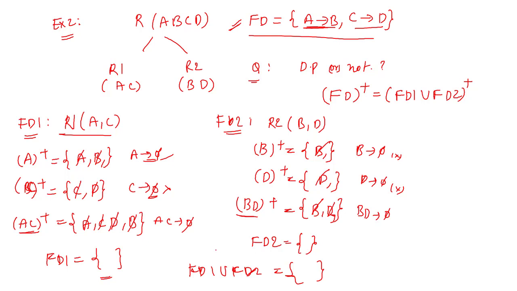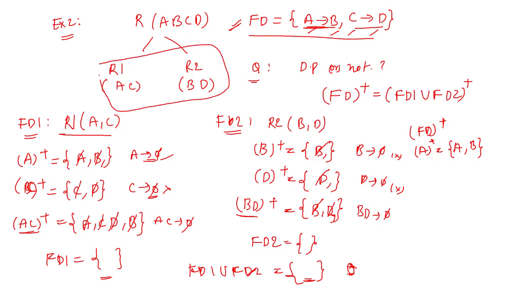But don't say from here itself. How can you say this? You have to calculate the closures. Okay, FD closure. You have to calculate the closure of A, B, C, D. See the closure of A here. A can determine itself. A can determine B. AB, right? Now in this you can say there is no functional dependency, so this will obviously be empty. So we can say that this decomposition is not dependency preserved.